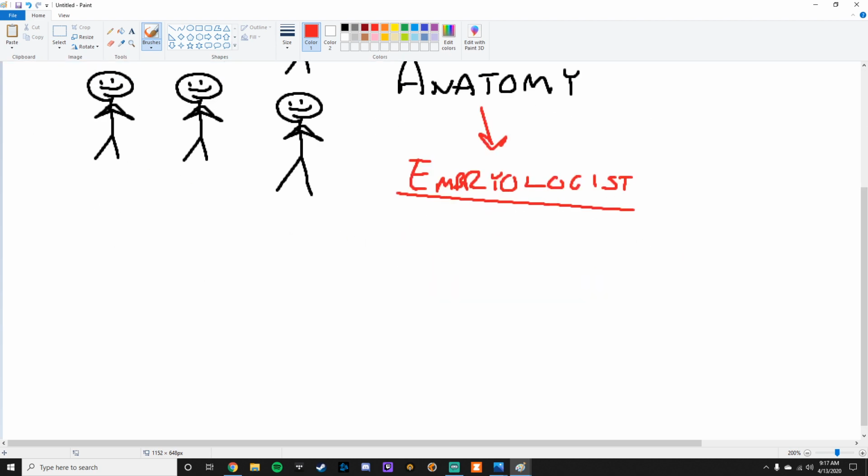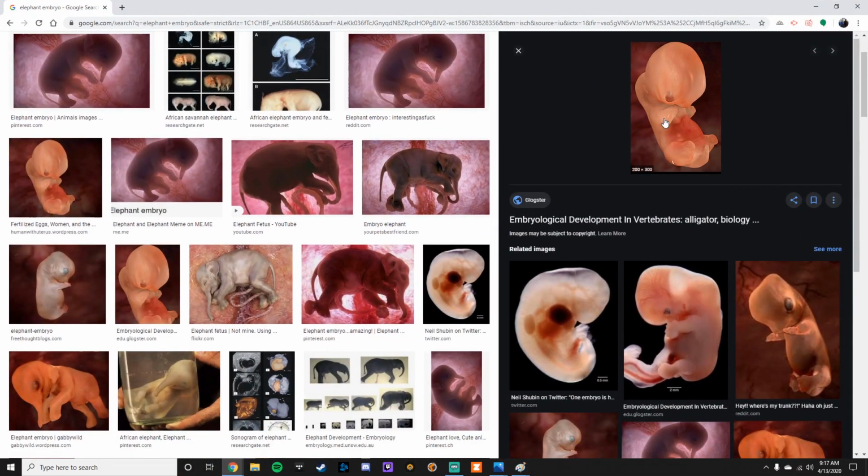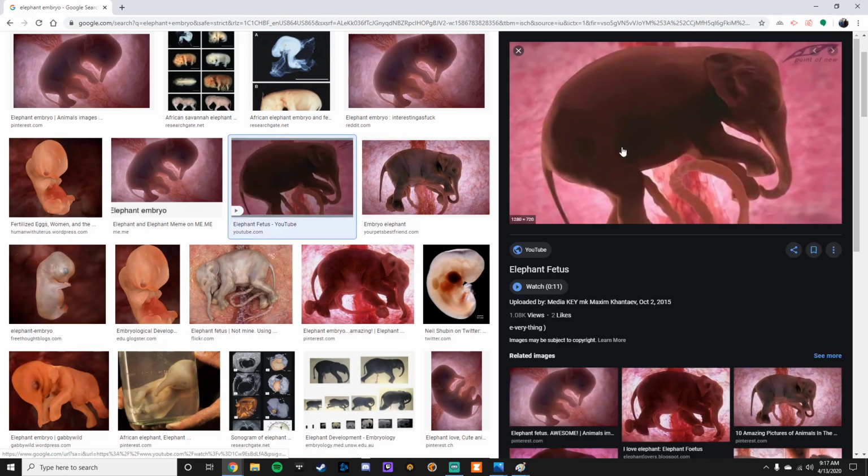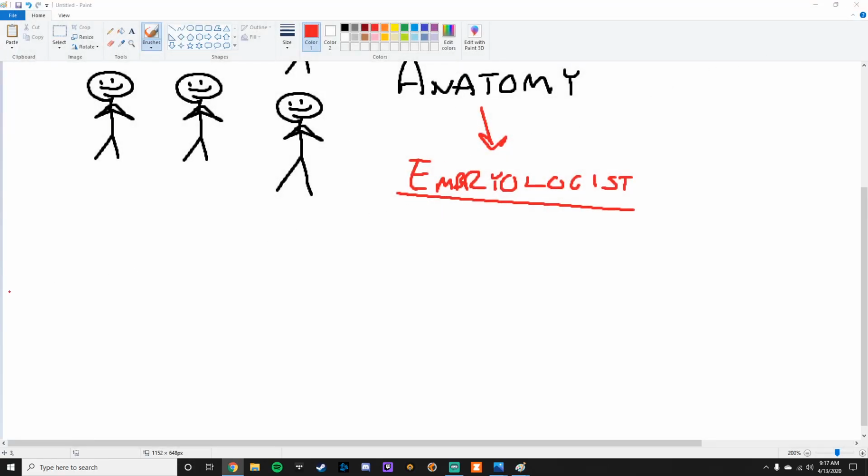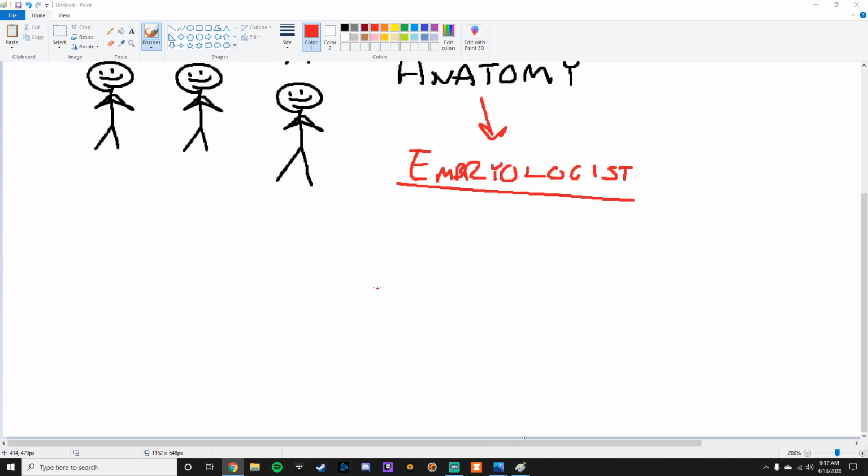So as animals are developing, you have an embryo, which is what an animal looks like as it's developing. Like this, this is an elephant embryo. It looks like a lot of other embryos, and eventually it will develop into an actual elephant as time goes on. But that's what embryologists do. They look at how embryos develop and what they look like through their development cycles.